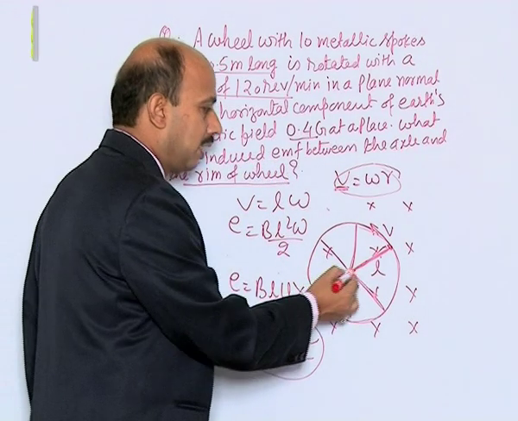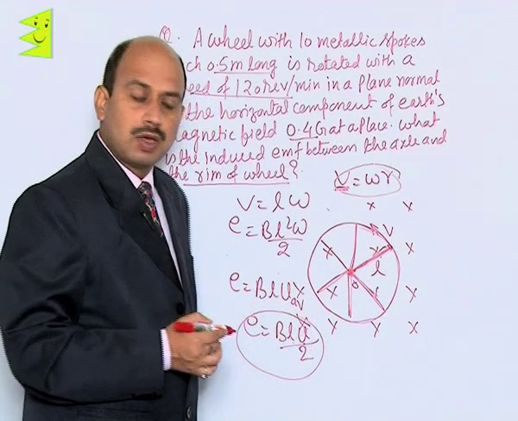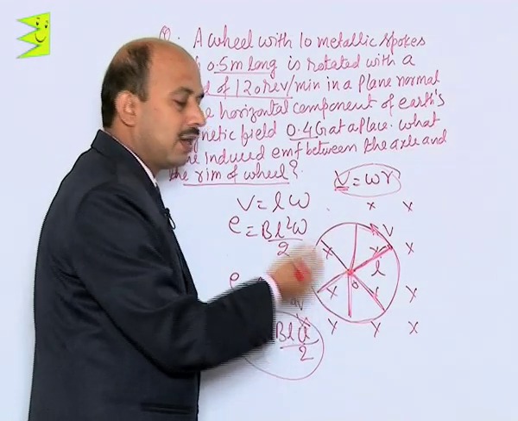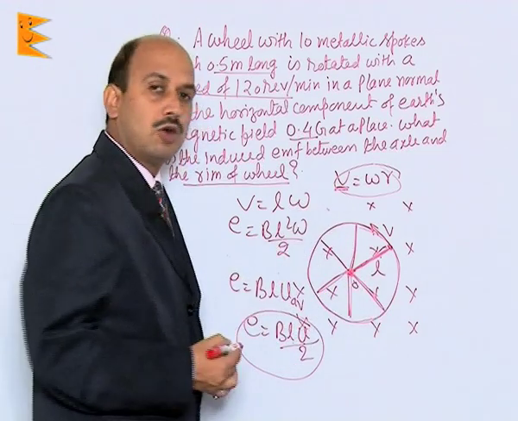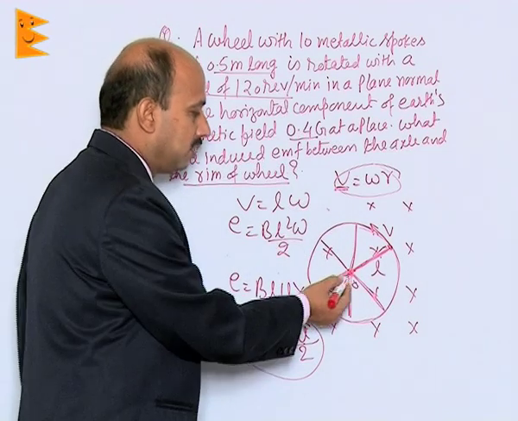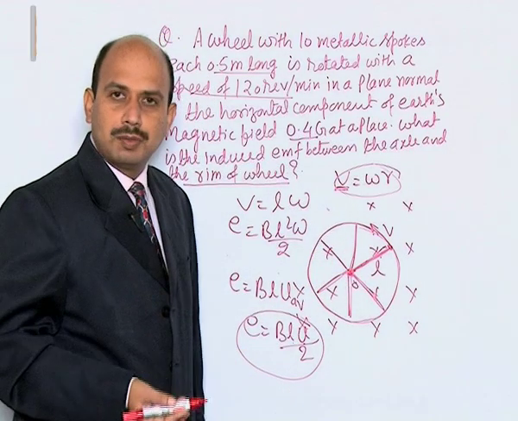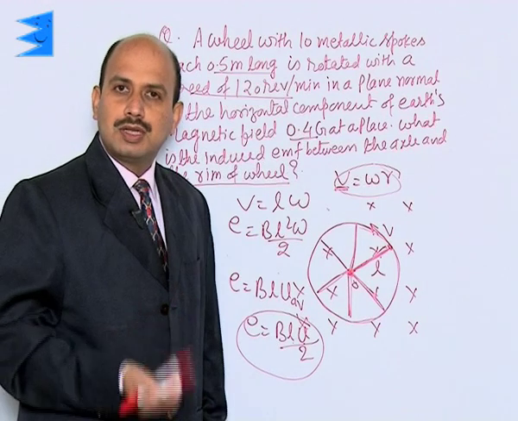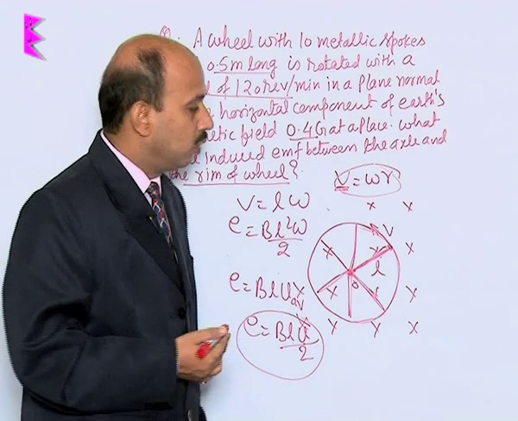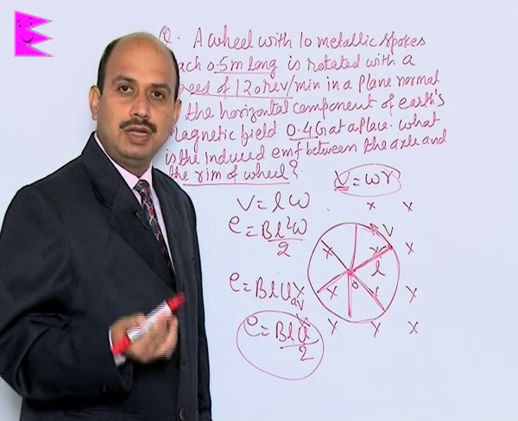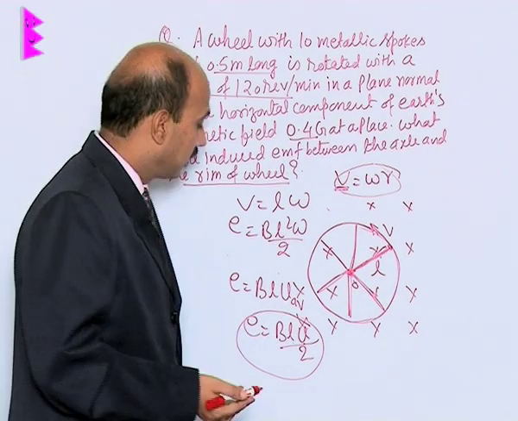Now, see here there are 10 spokes. All these act like a parallel combination of cells, because the outer end is connected to the rim, which is common for all the spokes, and the center point is at the axle, which is also common. So, whether there is one spoke or 10 or 100, the EMF induced will be the same, because they act as a parallel combination of individual cells.